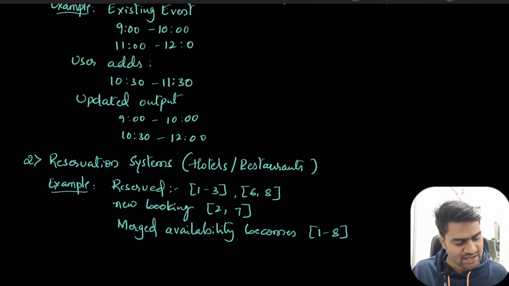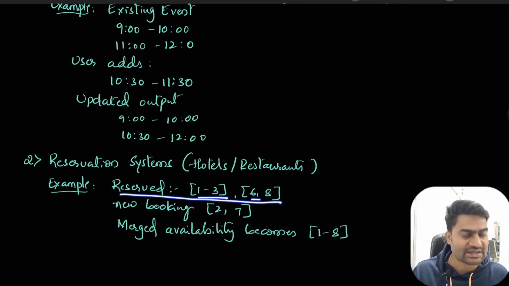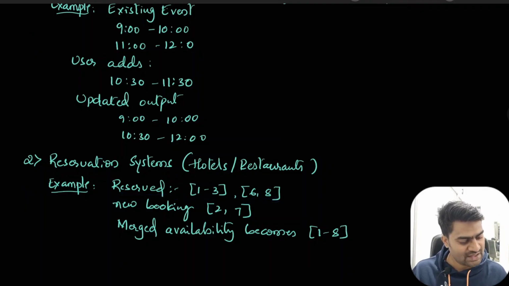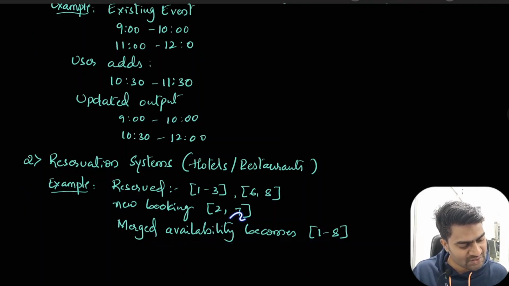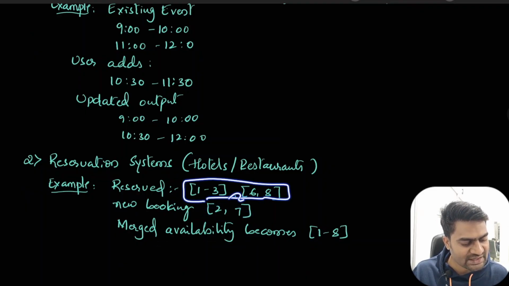reservation. So assume something is reserved between 1 to 3 and 6 to 8. Okay, then a new booking happens between 2 to 7. So in that case, if you see the merged availability, it becomes 1 to 8. Why? Because this 2 to 7 overlaps between these two intervals, correct, right?